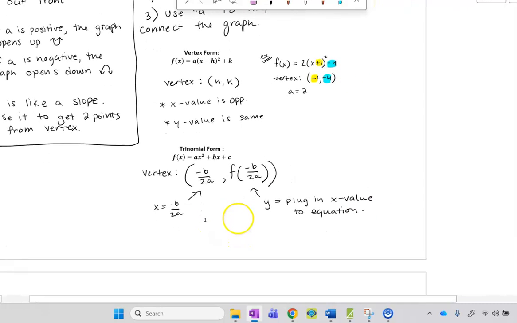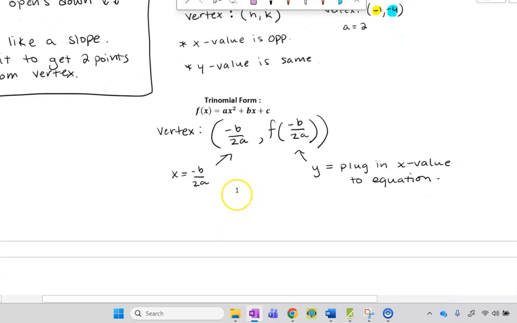So that's how you're going to get the vertex in each one. Obviously, vertex form is a lot easier, and trinomial form takes a little bit of work because you have to find the x value and then plug it back in to get your y value. But the last thing that I want to make sure we mention somewhere for each one is your y-intercept.